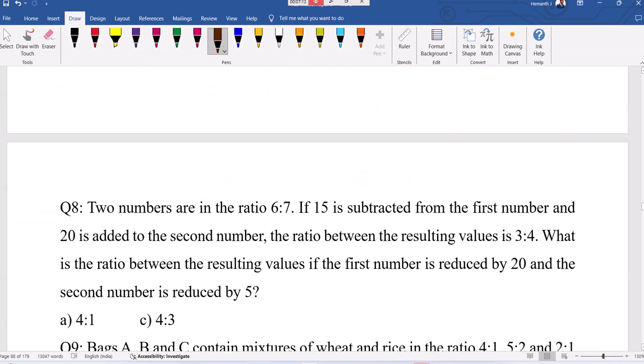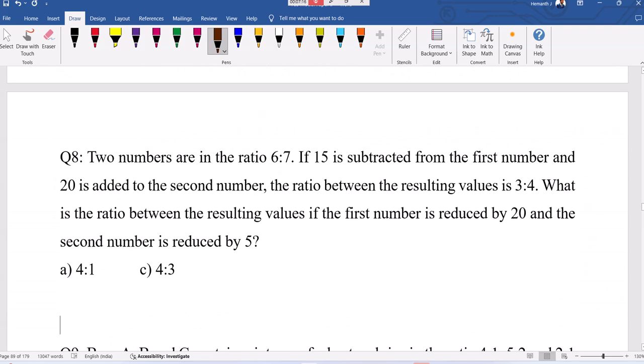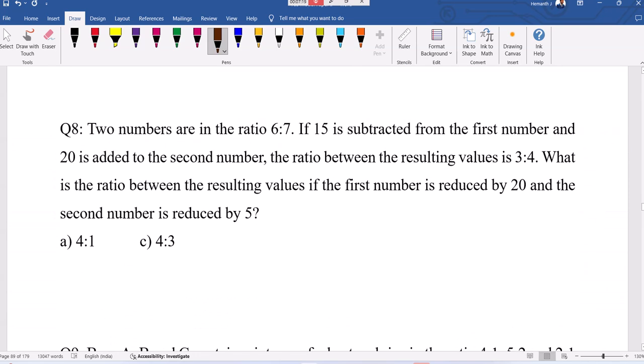Now see about this eighth question. Two numbers are in the ratio 6 and 7. If 15 is subtracted from the first, and 20 is added to the other number, then finally the ratio is 3 is to 4. Okay, fine. Now, what is the ratio of the resulting values if the first number is reduced by 20 and the second number is reduced by 5? Both reduced.